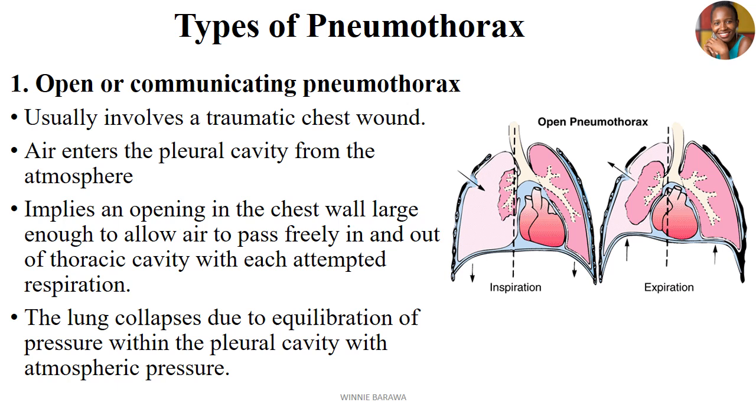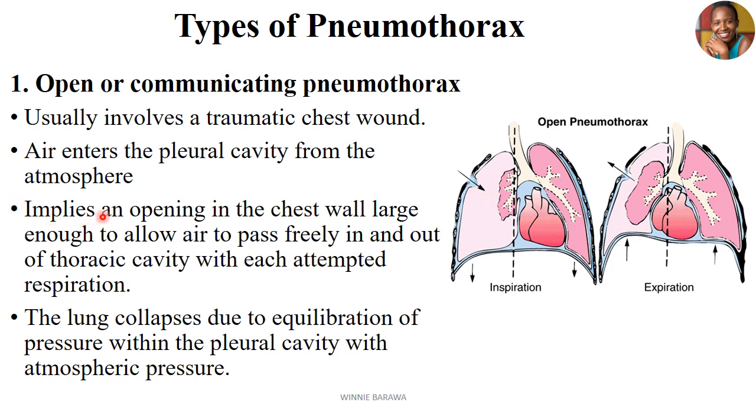So we have different types of pneumothorax. There are three. And the first one here is the open or communicating pneumothorax. So open pneumothorax usually involves a traumatic chest wound leading to air entering the pleural cavity from the atmosphere. So here we have a wound, could be a penetrating wound or gunshot wound, and this wound leads to an opening that allows air to enter from the environment or from the atmosphere.